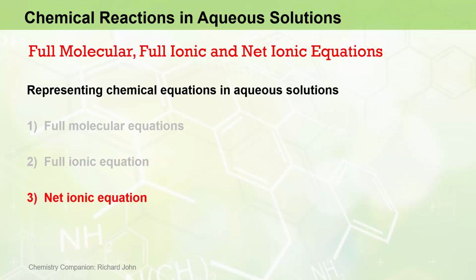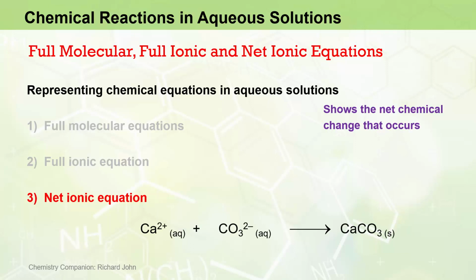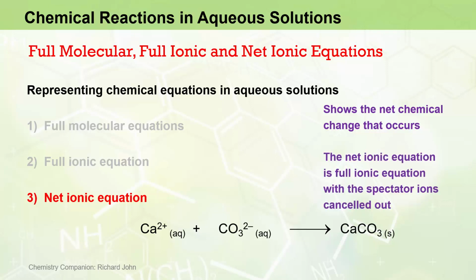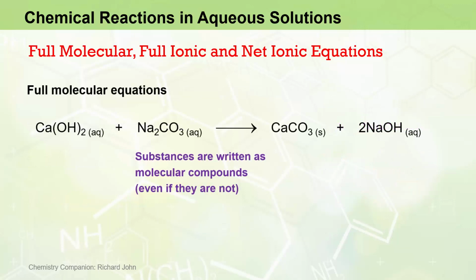Net ionic equations represent the overall net chemical change that occurs, and they do not include substances that effectively play no direct role in chemical change. And we will see in a moment that the net ionic equation is simply the full ionic equation with the spectator ions cancelled out. And we'll also see what that means in just a moment. So let's look at each type of equation in a bit more detail, starting with full molecular equations.